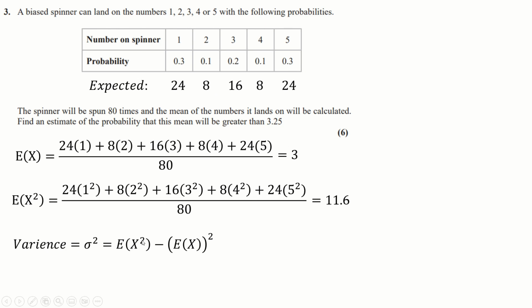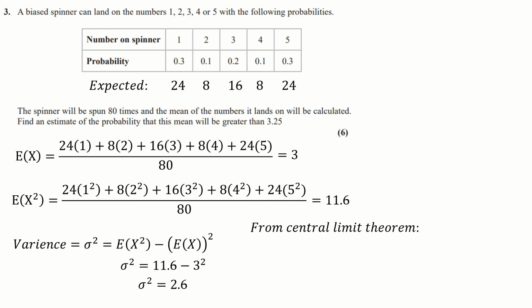We're going to do E of x squared minus E of x all squared. So this minus this squared, which is just 2.6. And the reason that's helpful is because I want to use the central limit theorem here. And the central limit theorem says that any sample mean can be taken as a normal distribution with your mean here and your variance over n here. So we've already worked out this is 2.6, n is 80, and the mean is 3. So you've got this normal distribution here.